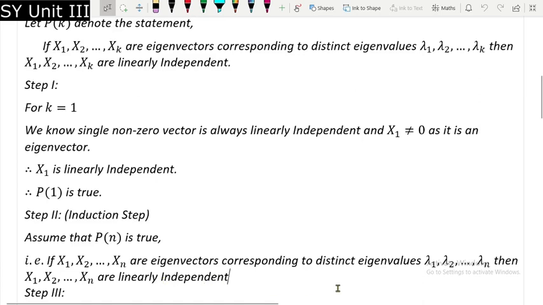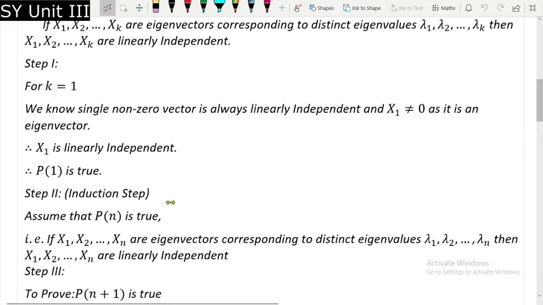Now just try to understand the induction step. Whenever you are having n eigenvectors corresponding to n distinct eigenvalues, you can immediately apply the induction step and you can say that the eigenvectors will be linearly independent. Okay, now we have to prove P of n plus 1 is true.